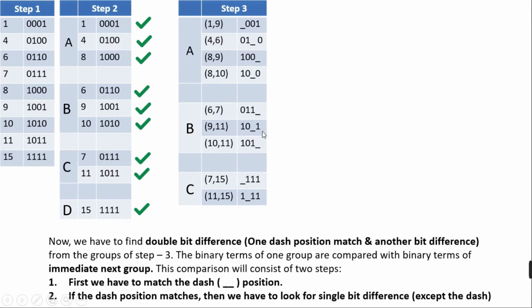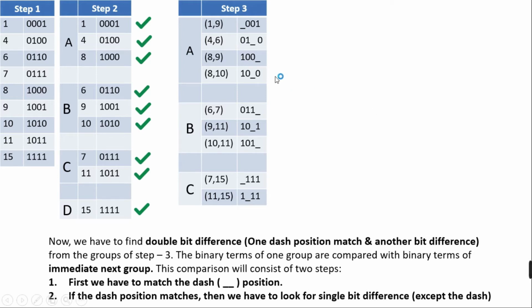To do that, at first we're going to compare the dash position. If the dash position matches, then we have to look for a single bit difference, that means except the dash. The dash is already indicating a single bit difference, right? So while comparing, we find out whether the dash position matches or not, and if it matches, then we look for another bit difference.